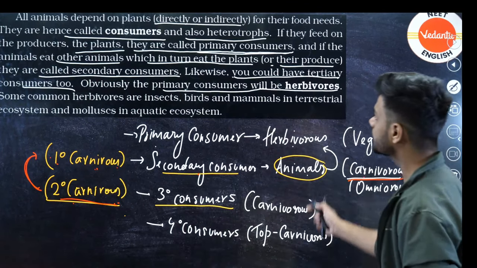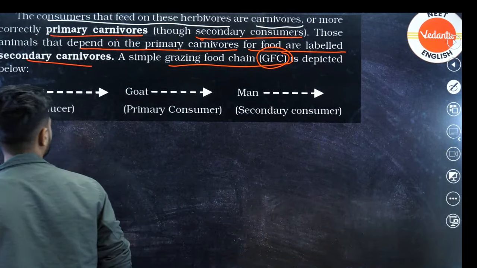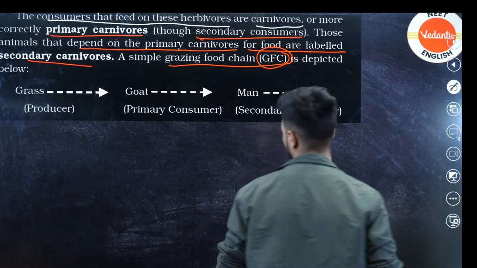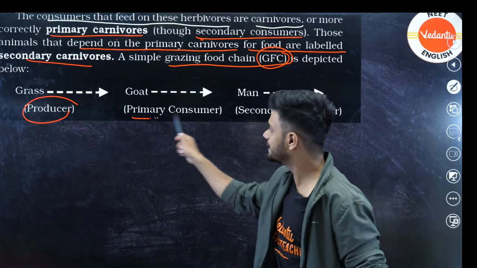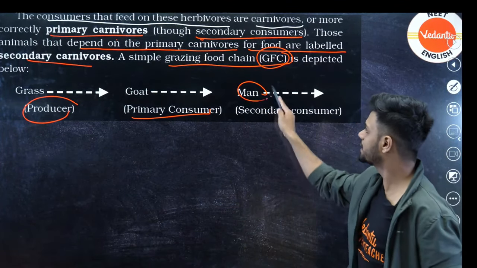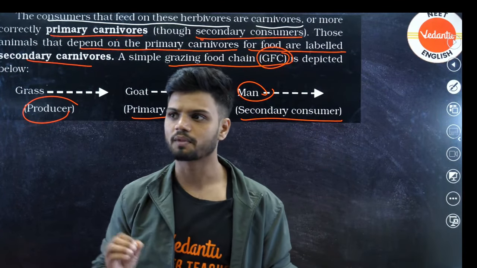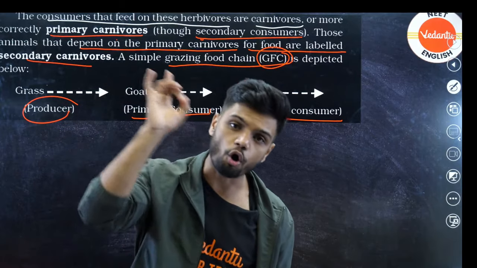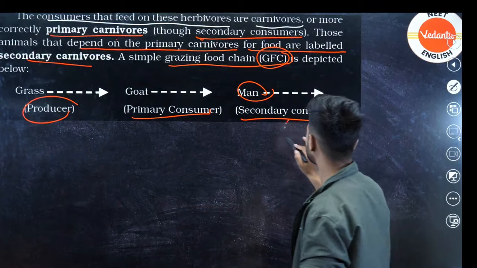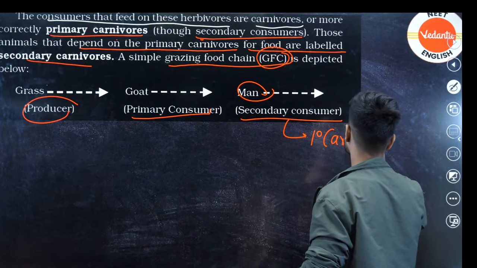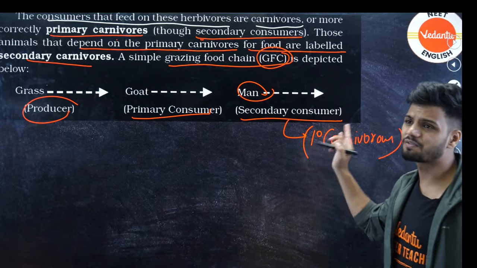Okay? Now, this is a particular food chain given here. Your grass is a producer. Then we have goat, primary consumer. Then we have man, that is secondary consumer. Secondary consumer is also called as what? Your secondary consumer is also called as your primary carnivores. This is very important, students.